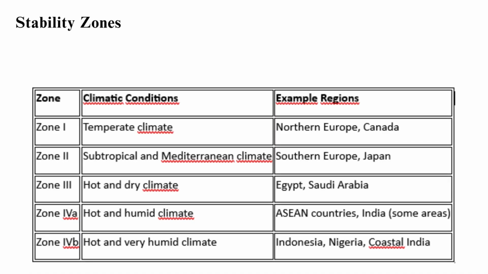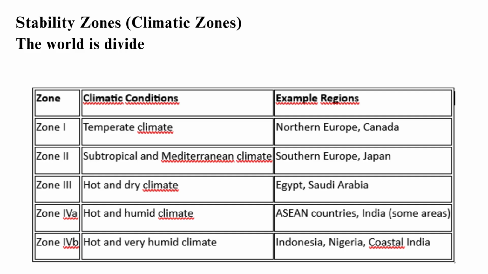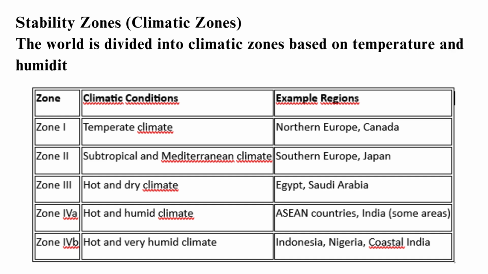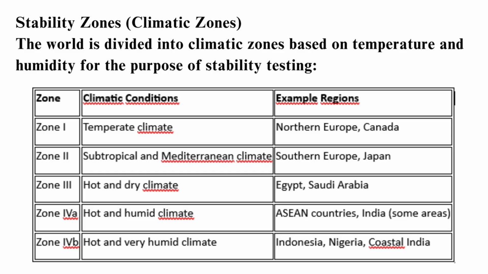Stability zones. The world is divided into climatic zones based on temperature and humidity for the purpose of stability testing. Zone I, temperate climate: Northern Europe, Canada. Zone II, subtropical and Mediterranean climate: Southern Europe, Japan. Zone III, hot and dry climate: Egypt, Saudi Arabia. Zone IVA, hot and humid climate: ASEAN countries, India, some areas. Zone IVB, hot and very humid climate: Indonesia, Nigeria, coastal India.